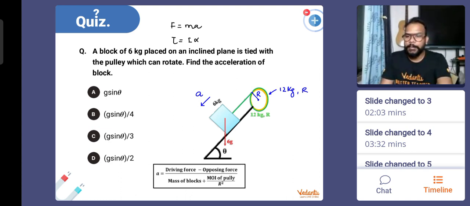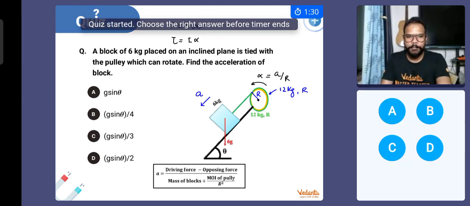So I'm giving you guys a full 90 seconds for this. The question has given us the mass and the value theta of the inclined plane. The pulley is going to rotate like this. When the mass comes down, the pulley rotates with an angular acceleration alpha, which is equal to a by r. The mass of the pulley is given, the radius is r, and the mass of the block is given. Time starts for 90 seconds in 3, 2, and 1.